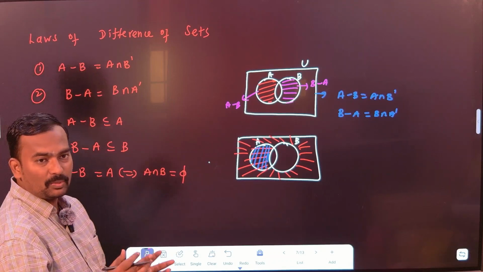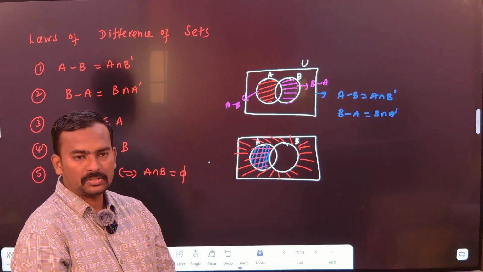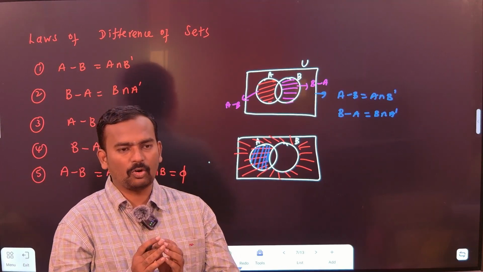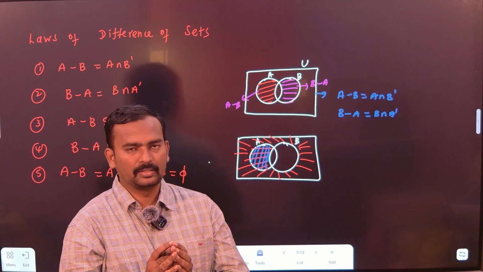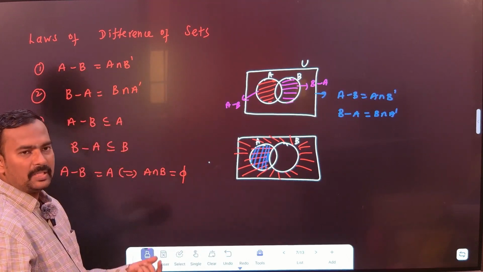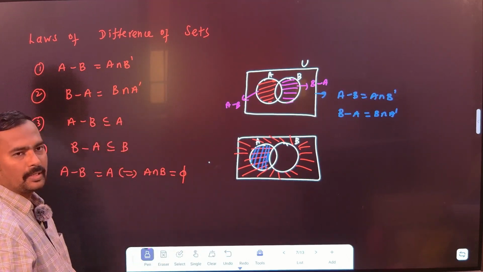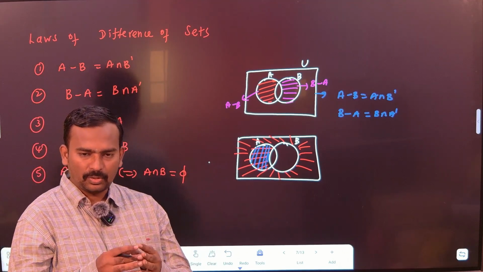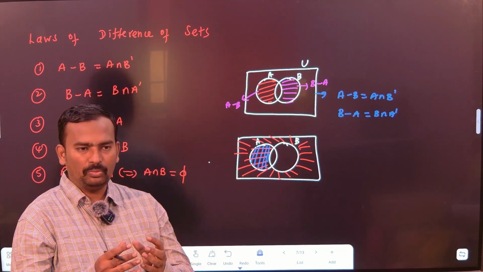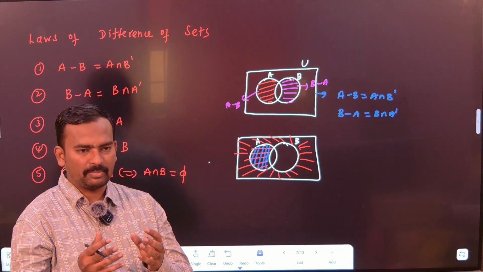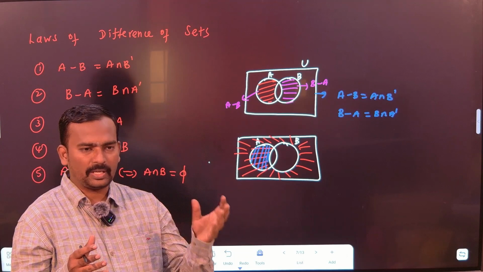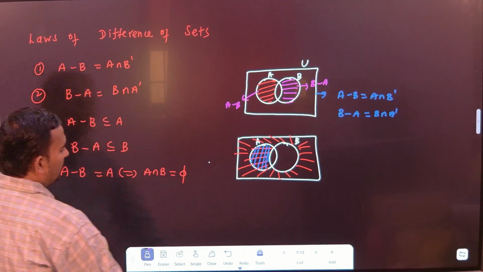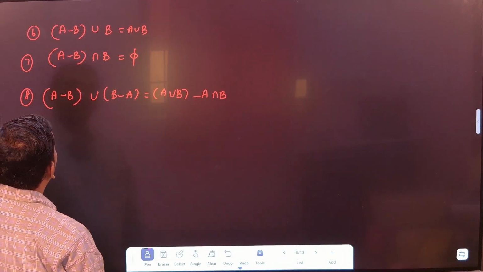When is A minus B equal to A? You have to check whether anything is common between A and B. If there is no common element, then definitely A minus B will be A only. Understood? Because you have to remove the common part, and the common part here is empty. There are no common elements. You remove nothing from A, so A minus the empty set is A only, right? Okay.